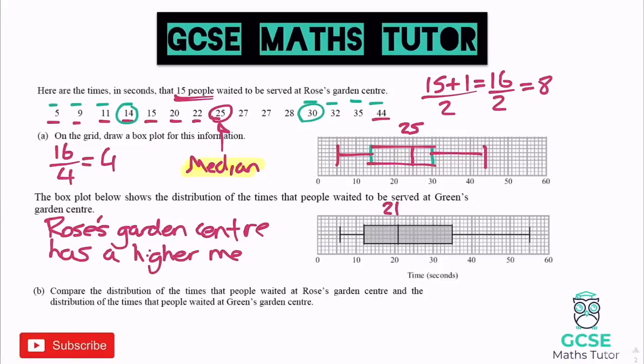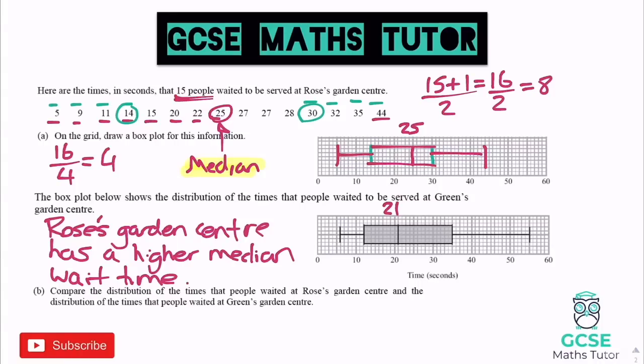There we are, and I want to add one more little bit of information in here, and that is adding a bit of context. So this is all about the time that they wait in the queues, I'm guessing. So I just want to say Rose's garden has a higher median wait time. There we go. I don't have to mention any numbers. I'm just making a comparison and bringing in a bit of context. So I'm not just stating a random fact here. I'm saying that the actual median wait time is higher at Rose's garden centre.